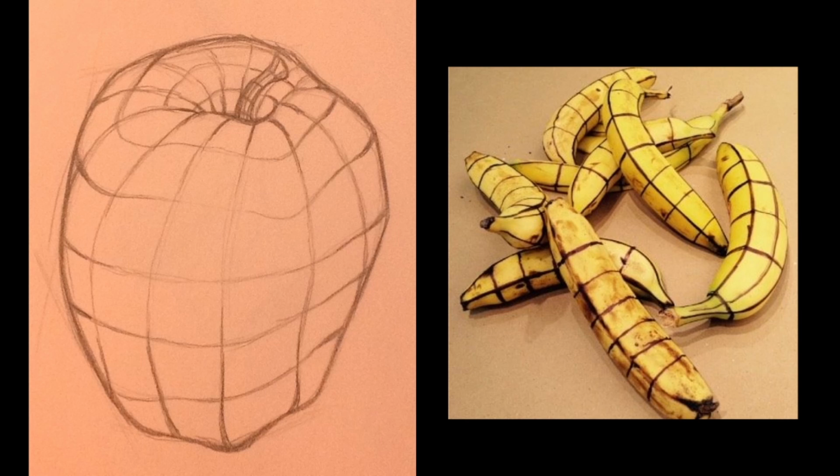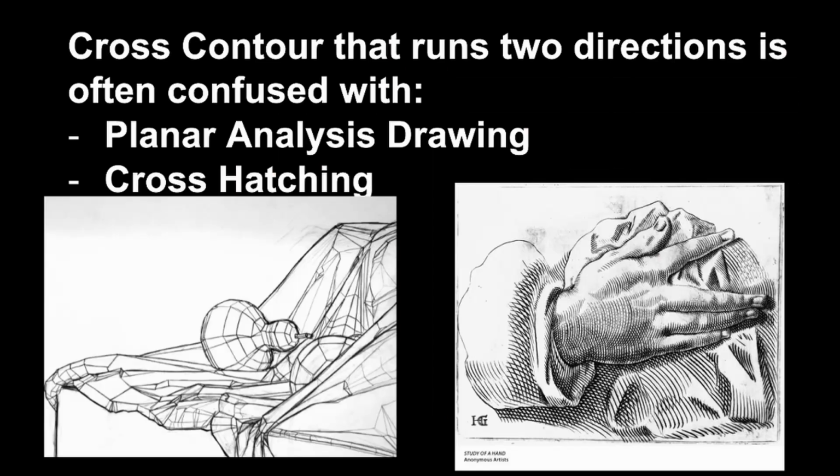One of my friends in grad school would always do this assignment where she would take bananas, draw the cross contour lines on them, and put them in a big pile. Then you draw the bananas, and as you're drawing that still life, you can very easily see how those cross contour lines work.